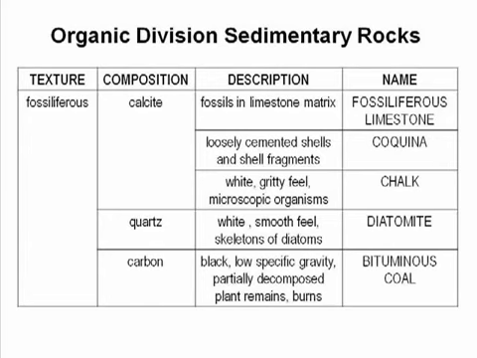Diatomite is made of the shells of microscopic organisms that are composed of quartz. It feels smooth and is lightweight. Bituminous coal is black, burns, and is composed of carbon. It has a light weight and is made from partially decomposed plant remains. Let us examine some samples of each of these.